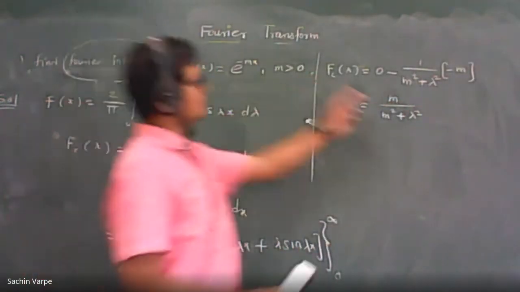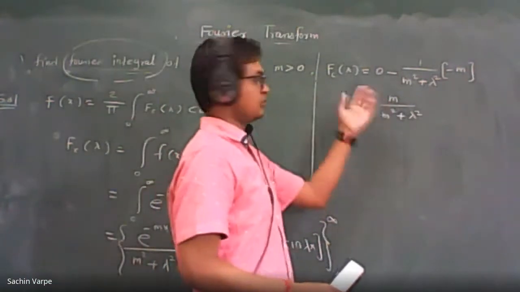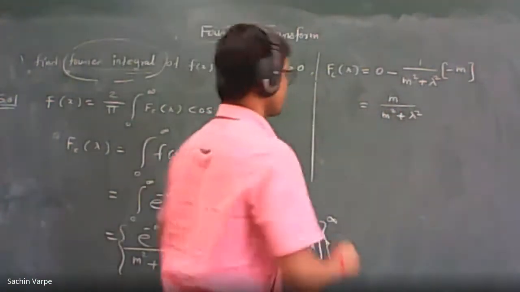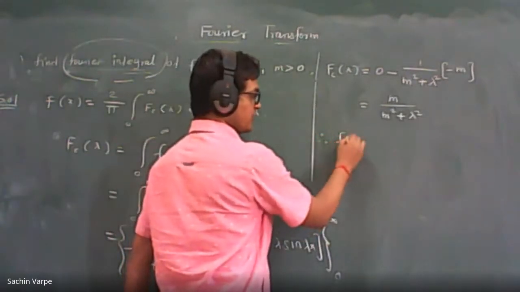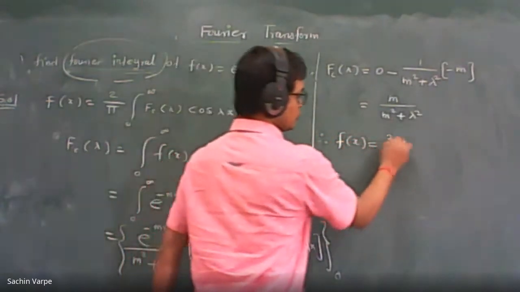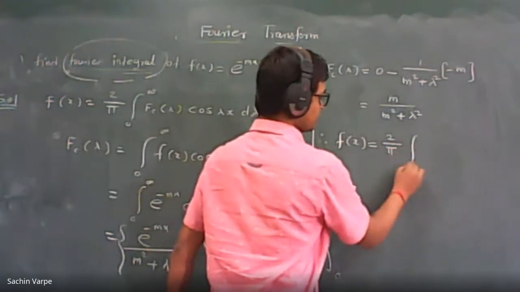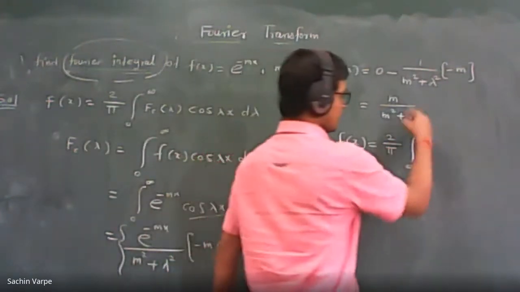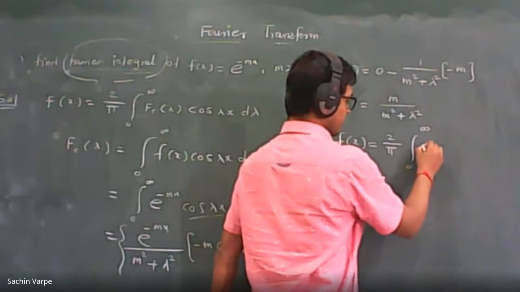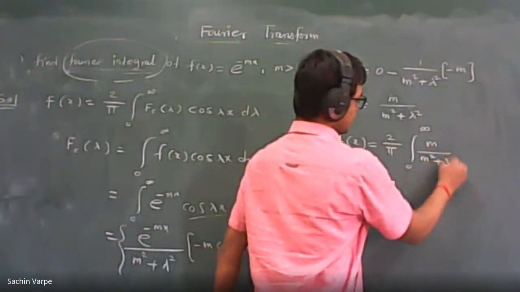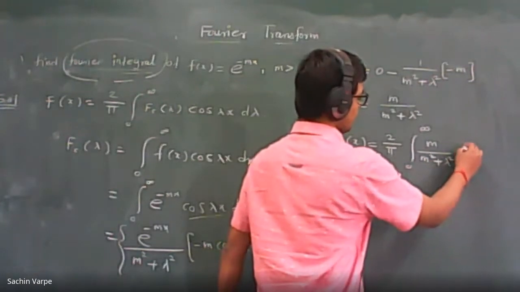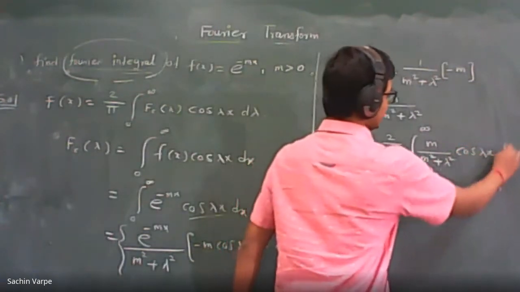I think Raj told minus m upon, but that is wrong, isn't it? It is plus m upon m square plus lambda square. Therefore, the Fourier cosine integral will be what? f(x) is equal to 2 upon pi integral from 0 to infinity fc of lambda, where fc of lambda is m upon m square plus lambda square, cos of lambda x d lambda.